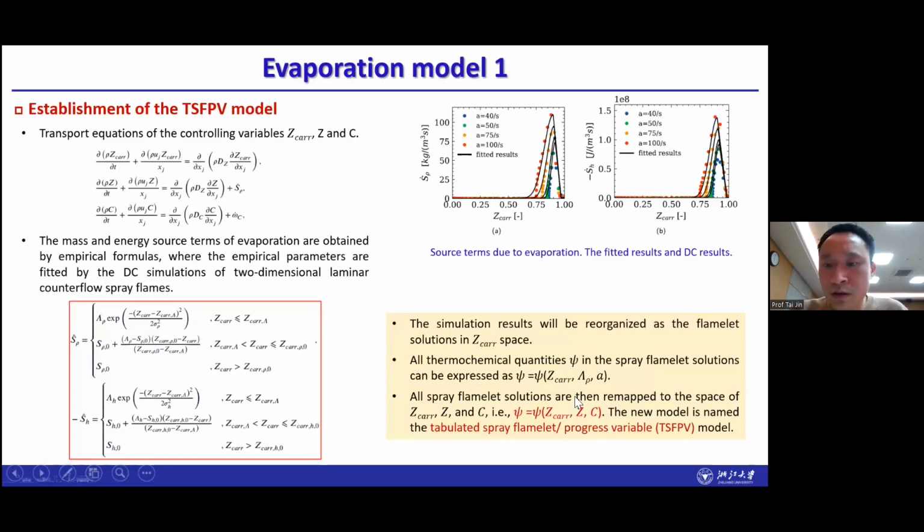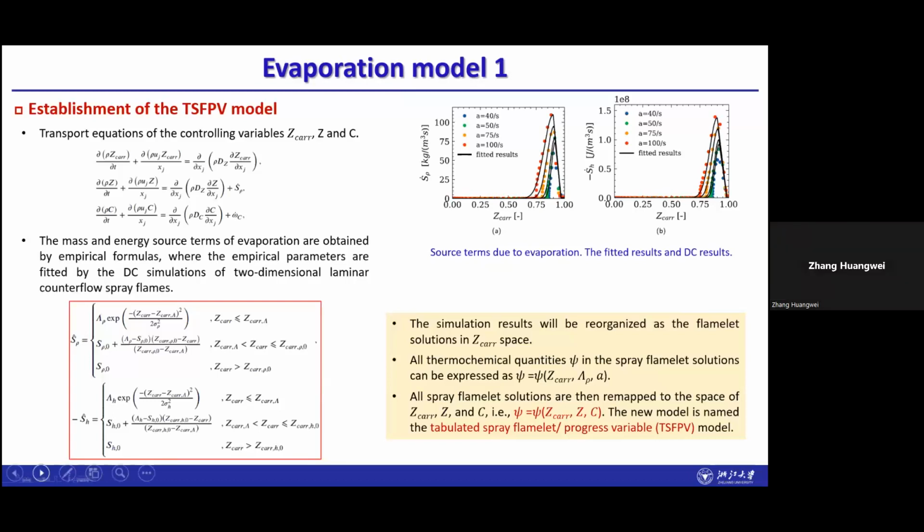So there is no bijective problem for this method. I think this is the advantage of the definition of the carrier mixture fraction, and we not only use this for the spray calculation, combustion calculation. We also use this for the pulverized coal combustion. It works well for the definition. Okay, thank you.